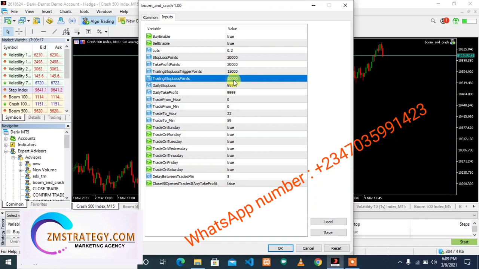The trailing stop is just like your take profit, so it's going to close automatically.